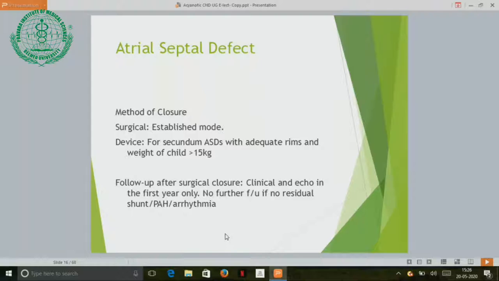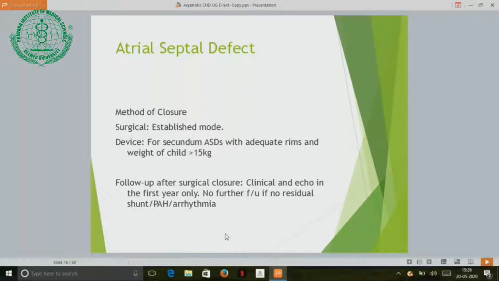What is the method of closure? So we have taken a decision to close the ASD, but how is it closed? There are two methods of ASD closure. One is surgical, and the other is device closure. Surgical is the preferred choice for ASD closure. Device closure is possible only for the ostium secundum ASD.